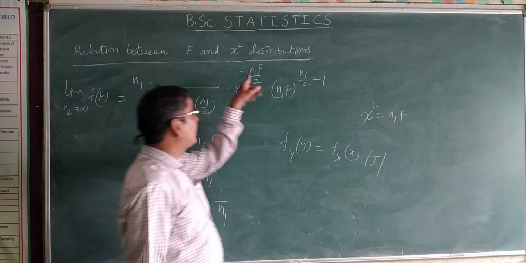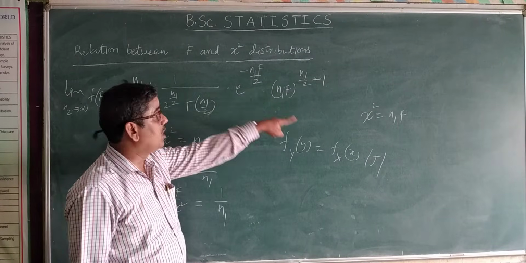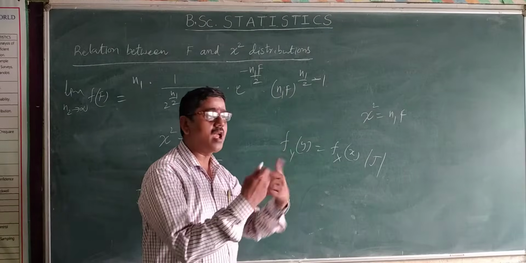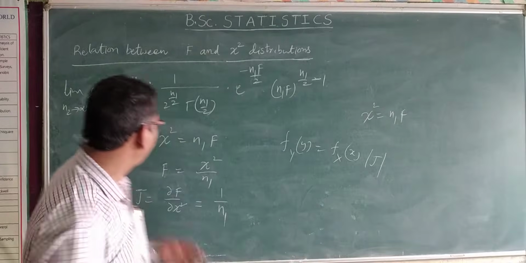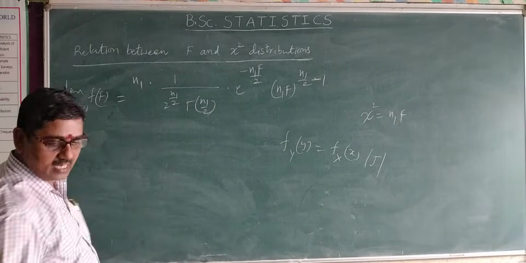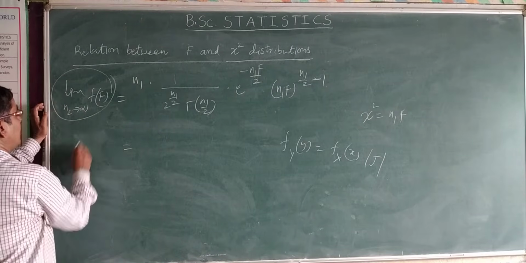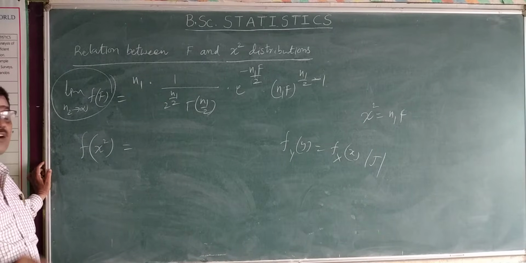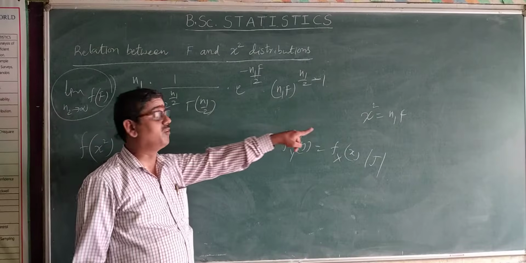So f_X of x is available. If you replace n1f with chi square, then automatically this function will be obtained. The only new term is the Jacobian, which is going to be applied. Now apply the Jacobian, that is 1 by n1. So it is n1 into the probability density function of chi square, where n1f is equal to chi square.